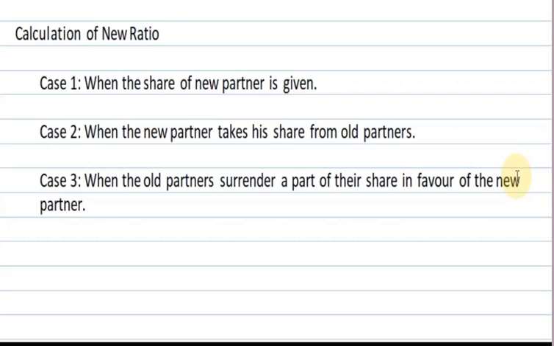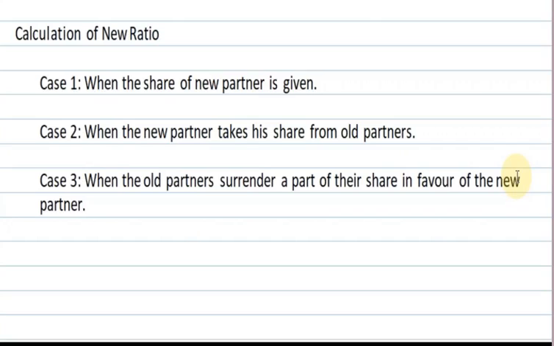For this, we have three cases. First is when the share of new partner is given. It means that the share of old partners will be given and the share for which they have admitted the new partner will also be given.